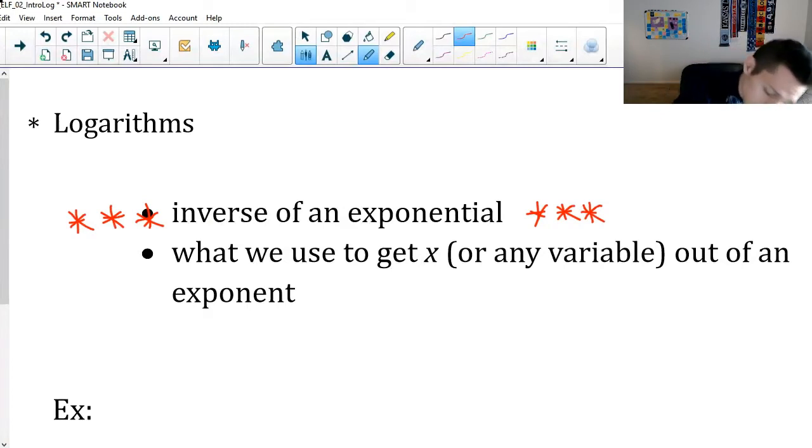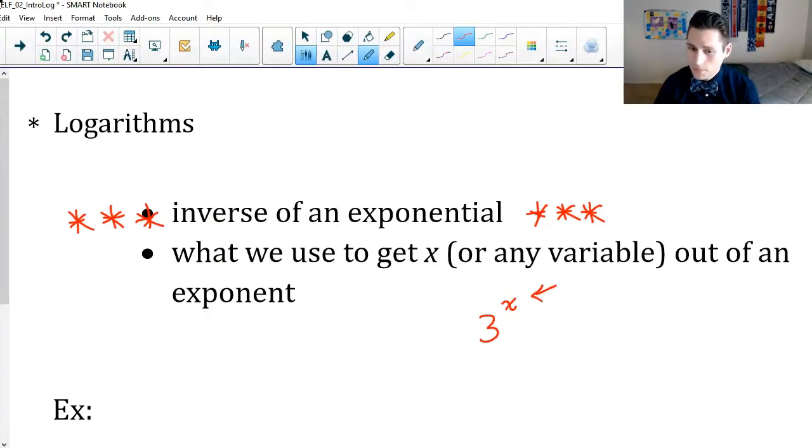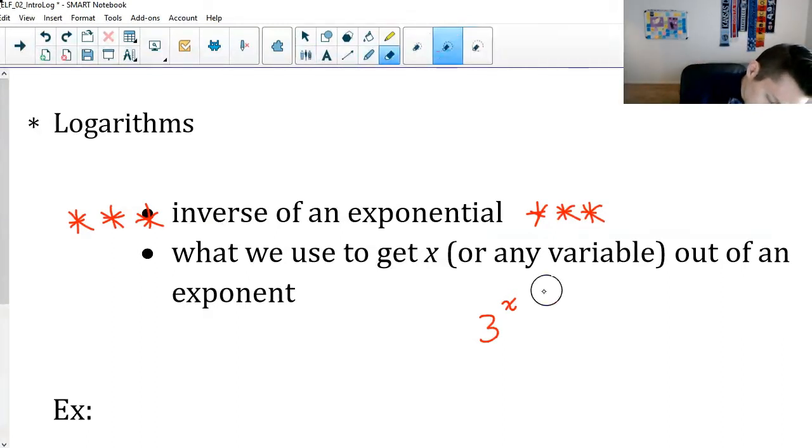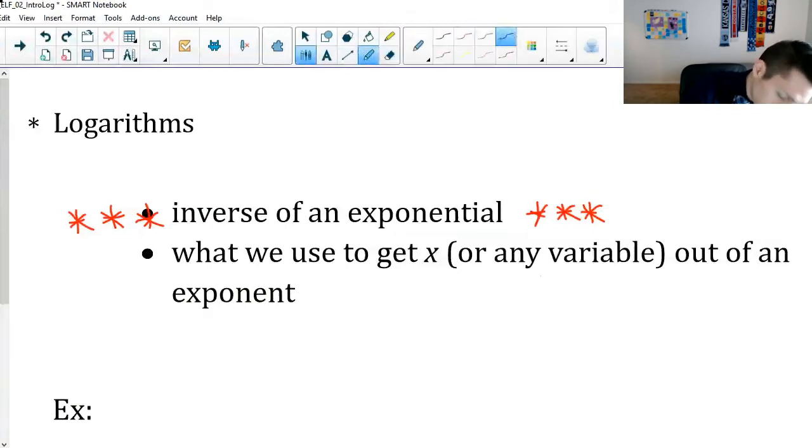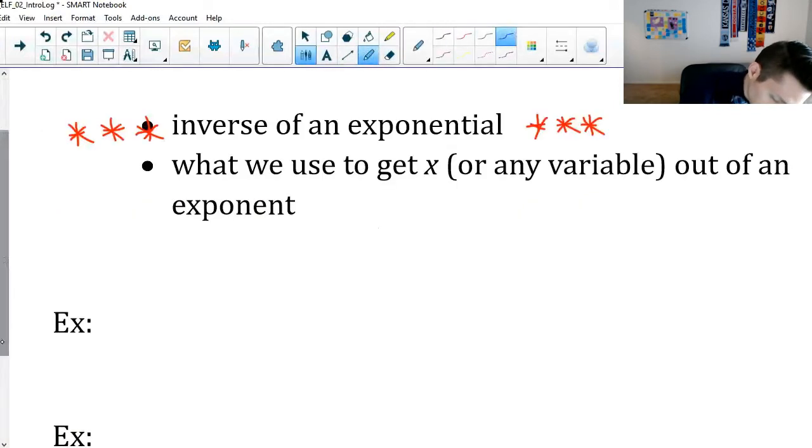So if I have some variable that's trapped up here in the exponent, and I need to do something so that I can untrap it so I can get that 3 out of there, I can't just divide by 3. I can't just subtract 3. The only way to bring that x down is to use a logarithm. But before we get into that too much, let's just look at what a basic logarithm can look like.